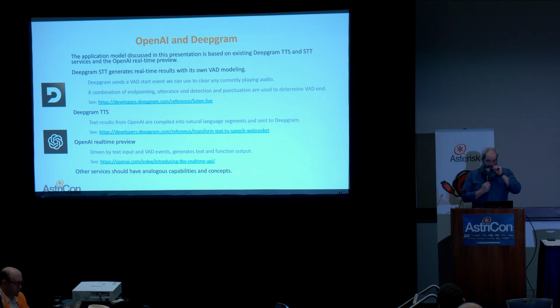And then the last part, the OpenAI real-time preview. In this example, we are doing external text in VAD, and basically it's going to spit back out text and functions. Functions is something we haven't talked about yet; that will come at the end. But like I said, other services all basically use the same kind of modeling underneath, so whatever we talk about here should be analogous to everything else.